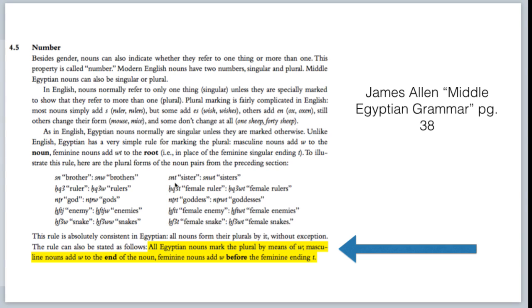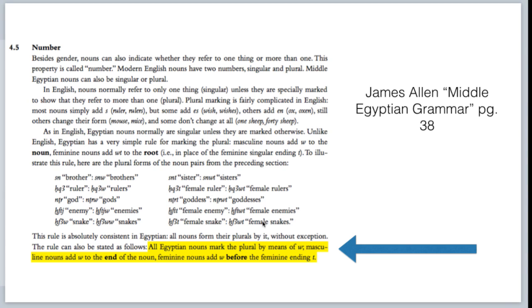And he has examples here. Sister turns into sisters as senet turns into senwet, the W before the T. Hekat is hekawet, female rulers. Necheret, a goddess, is necherwet or necherut, W for the T, goddesses. Chafetet, a female enemy. Chafetwet, female enemies, plural. Chafat, female snake. Chafawet, plural, female snakes.